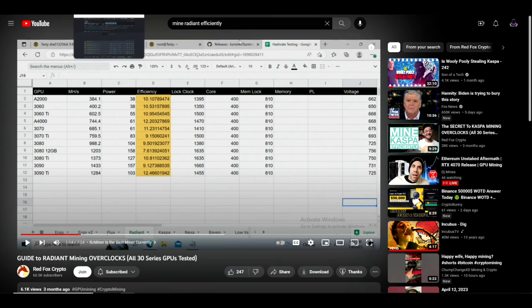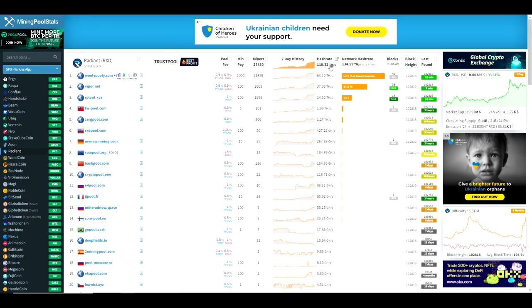So, yeah, as far as Radiant is concerned, right now the network hash rate is up considerably. You can see by looking at the difficulty chart here, we've just skyrocketed. And I don't know if price is going to keep up with the difficulty, but I do expect some good things to come out of Radiant's future. And hopefully this video ages well and helps you guys get locked in with the best settings that you can find.